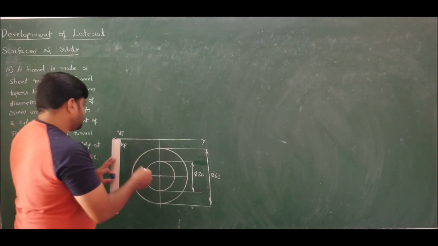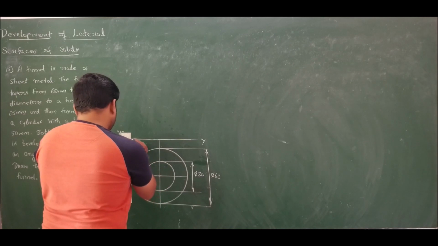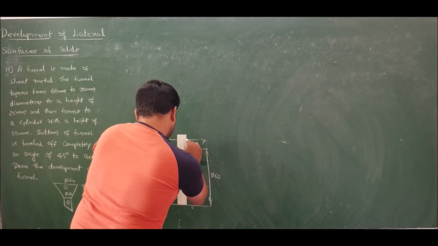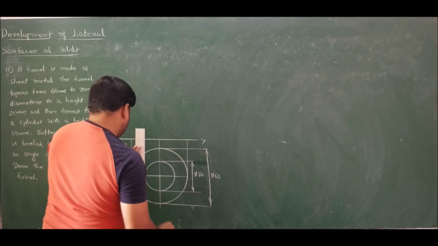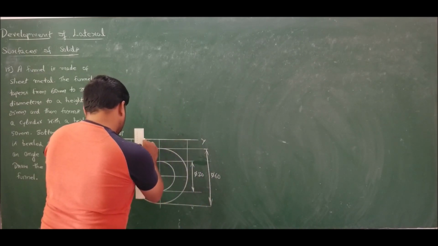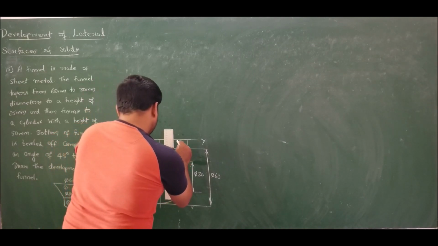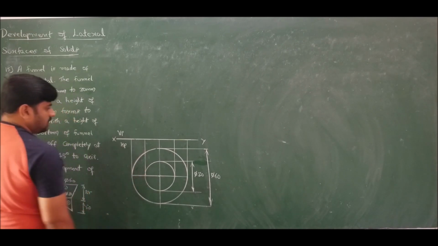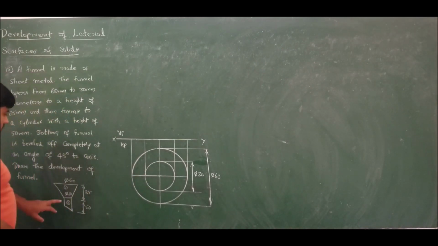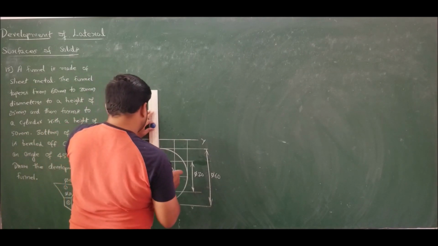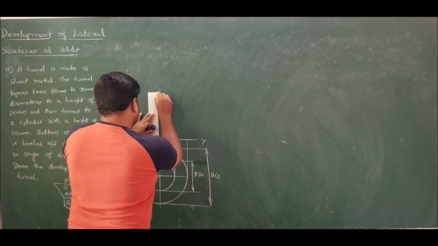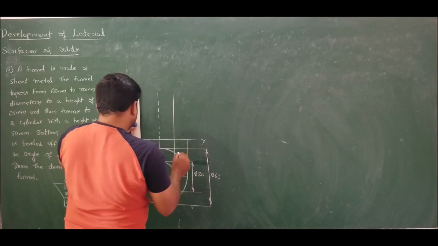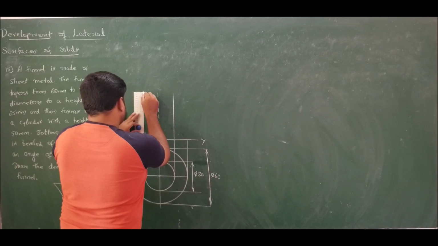Now draw the front view. To draw the front view, let me take the projection. First we have a cylinder at the bottom, which is beveled off at an angle of 45 degrees. Correct? First we have a cylinder. Draw the axis, and the height of the cylinder is 50.